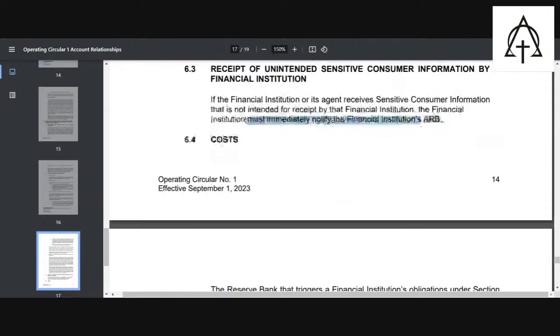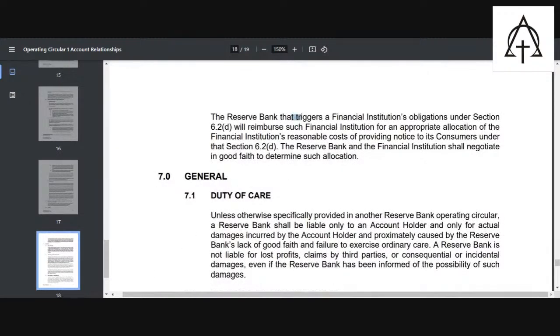Costs. The Reserve Bank that triggers a financial institution's obligations under Section 6.2D will reimburse such financial institution for an appropriate allocation of the financial institution's reasonable costs of providing notice to its consumers under that Section 6.2D. The Reserve Bank and the financial institution shall negotiate in good faith to determine such allocation. Again, you see here, folks, it is a matter of negotiating. It is a negotiable instrument, and they must and are regulated to do so.